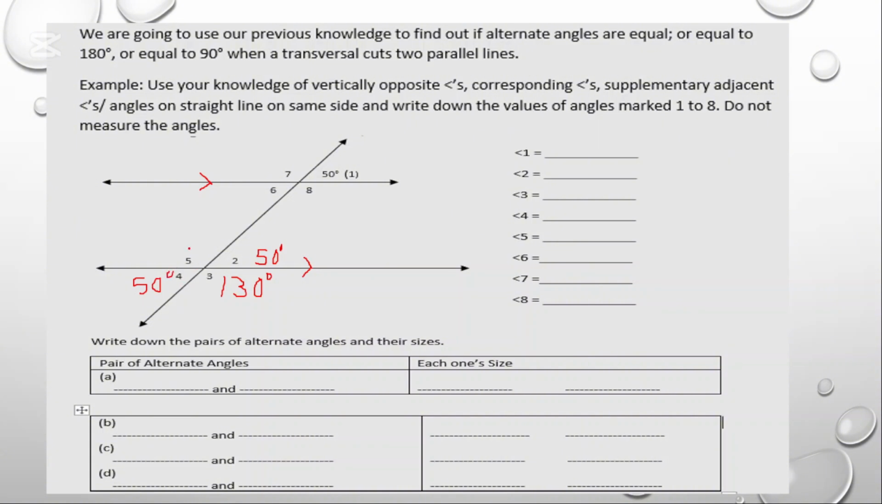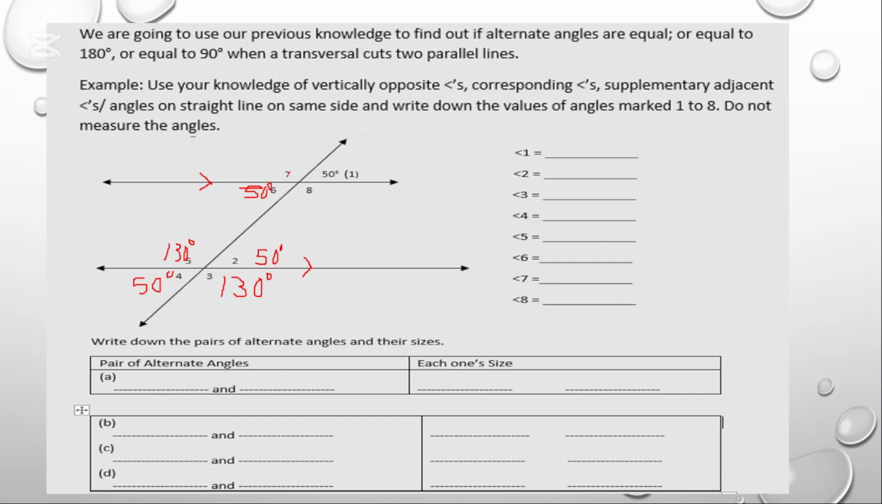5 is vertically opposite angle 3. You see there? So 5 is equal to 130. Then we have 6. 6 is vertically opposite the given angle. So 6 is also equal to 50 degrees.